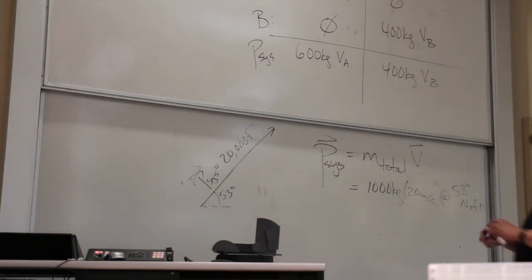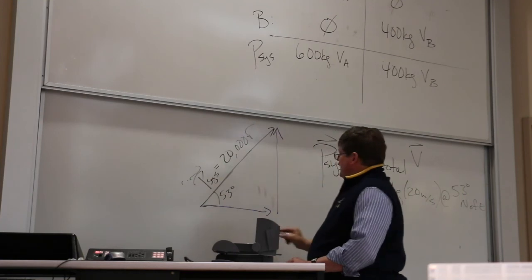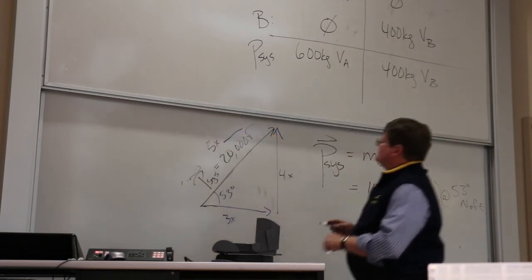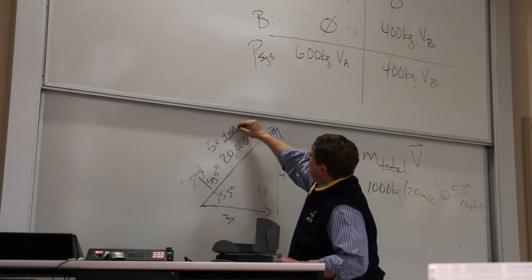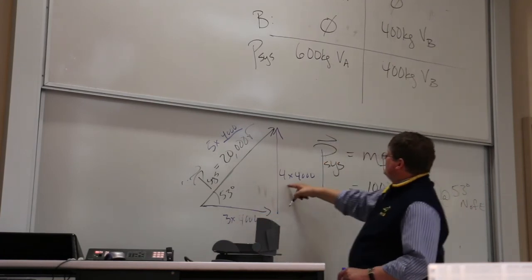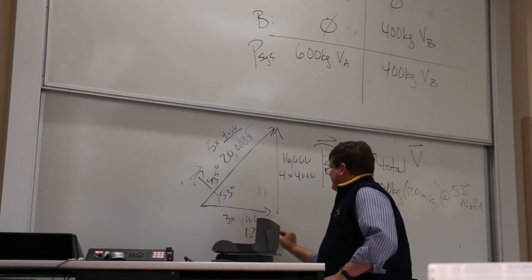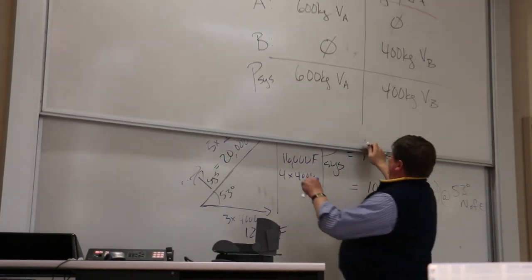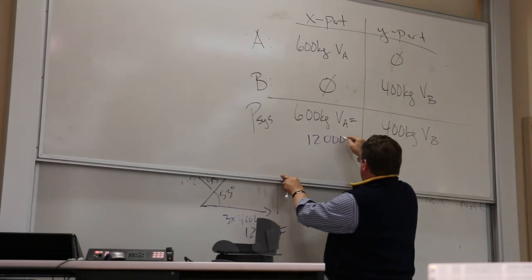Now I can break that up into an x part, a positive x part, and a positive y part. This is a 3, 4, 5 triangle. And you can see from this side that the thing that I'm multiplying by is 4,000. So that means this is going to be 16,000, and this is going to be 12,000. So this has to equal 12,000.